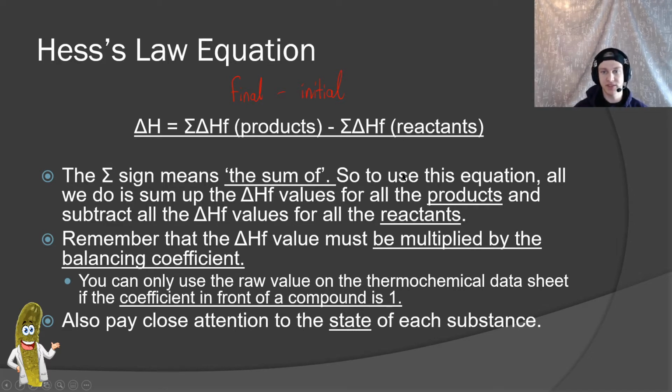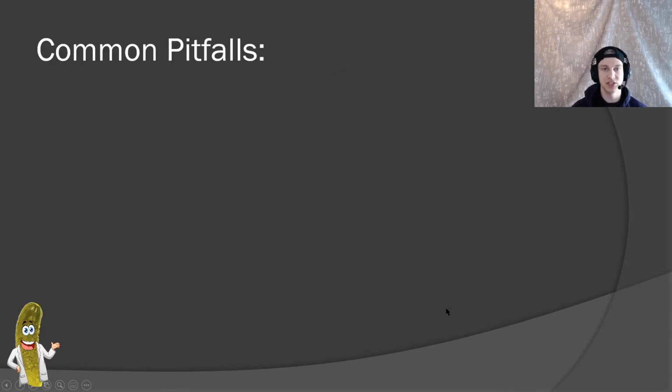And so the sigma sign means the sum of, as we've talked about, H values for the products and the reactants. Remember that the delta HF values must be multiplied by the balancing coefficient. Previously we talked about making all of these equations equal 1 mole, so when you have something, it's just 1 mole of it. However, if it has multiple moles, then we multiply the delta H value by whatever the balancing coefficient is. And that's what this point here says. You can only use the raw value on the thermochemical data sheet if the coefficient in front of the compound is 1. The other thing we need to pay close attention to is the state.